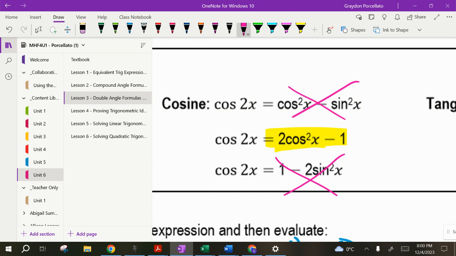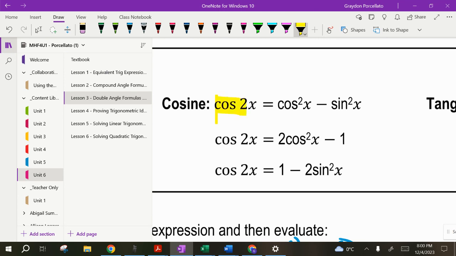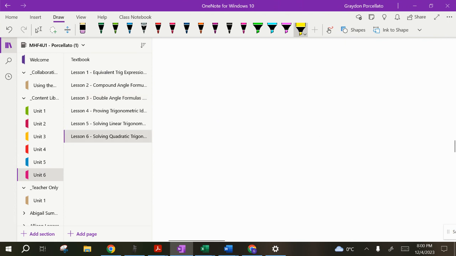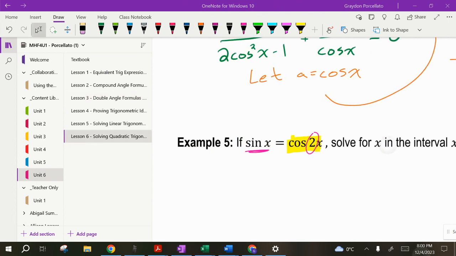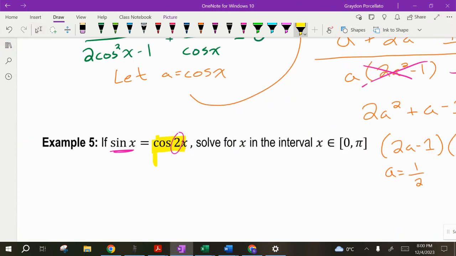Boom. And this time we want to change the cos 2, and I want everything to be in terms of sine. So notice we have this one right here that just deals with sine: 1 minus 2 sine squared x. Go back. We're going to take this out, and we're going to sub in 1 minus 2 sine squared of x.